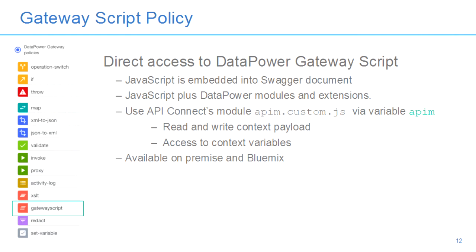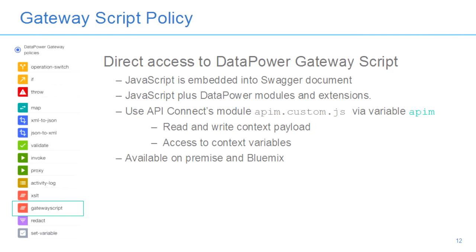One common question is, what is the difference between the two? Usually the way I define it is that gateway script is JavaScript plus the DataPower modules and extensions. So you can run JavaScript code. That JavaScript code is embedded in your Swagger document, so you can easily see what you have added in source code. And you can bring in DataPower modules or extensions. You can do crypto things. You can do all the different modules that DataPower defines.